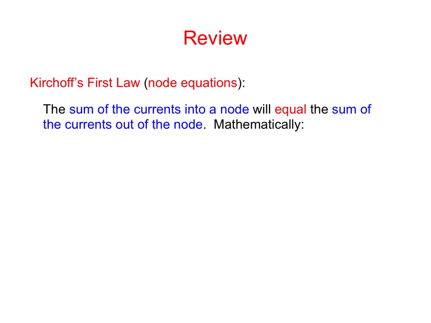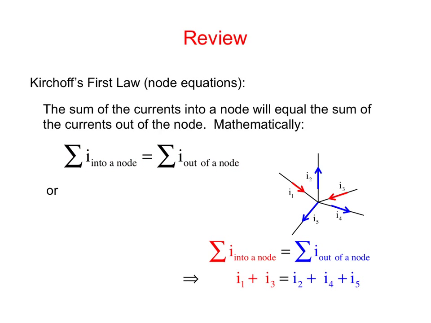Which brings us to Kirchhoff's first law, which is associated with node equations. It essentially says the sum of the currents into a node will equal the sum of the currents out of a node. Written notationally, that relationship looks like this. Sort of schematically, here we have I1 coming in and I3 coming in, so we've listed them here. We have I2, I4, and I5 leaving. We've listed them here. This is a node equation.